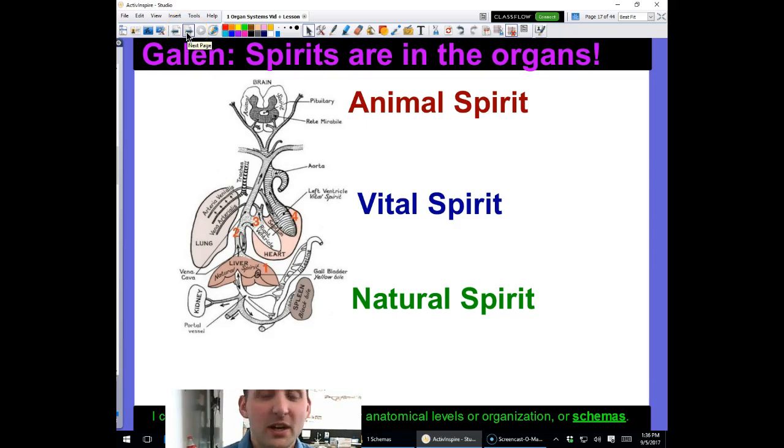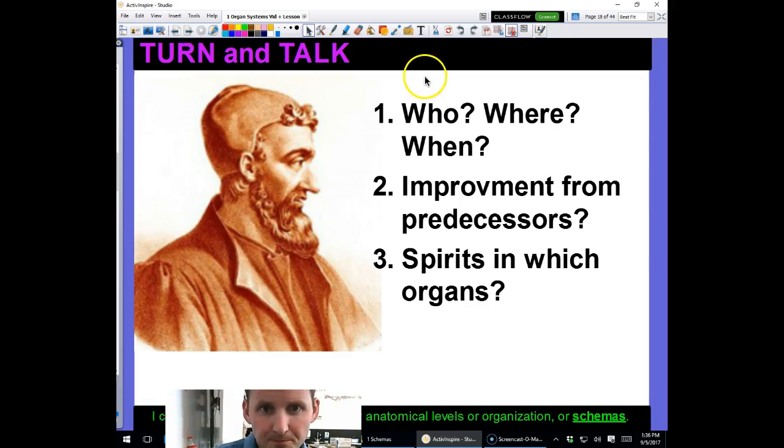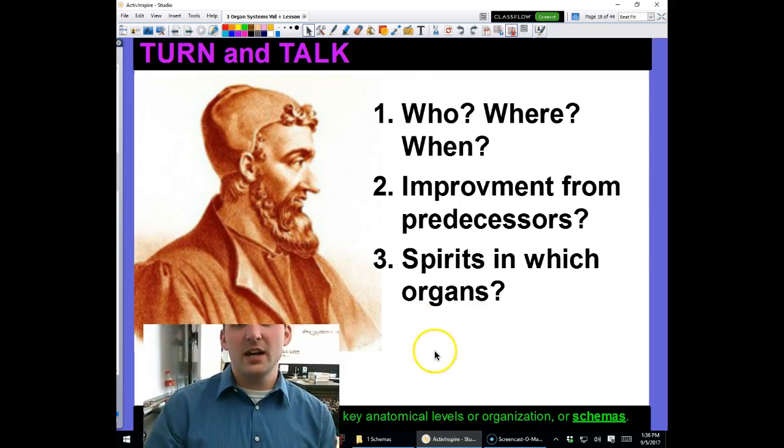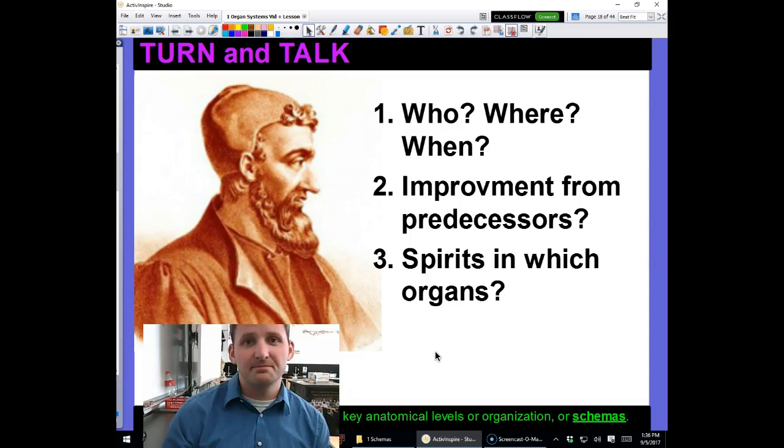And he's trying to show, he doesn't know organ systems yet. He doesn't know that word. He's just saying, this is the function of this part of the body. So the idea of organs comes up with him. So pause the video, see if you can quiz yourself with Galen.